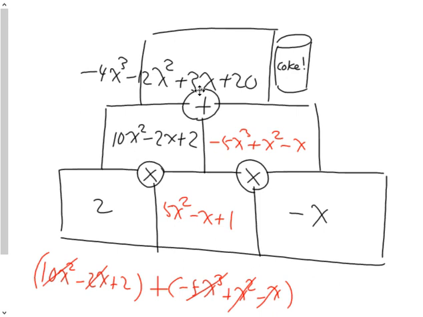But your solution is negative 4x cubed minus 12x squared plus 3x plus 20.